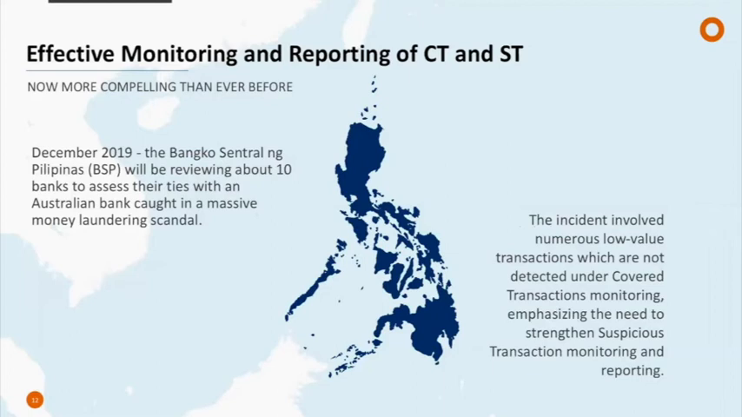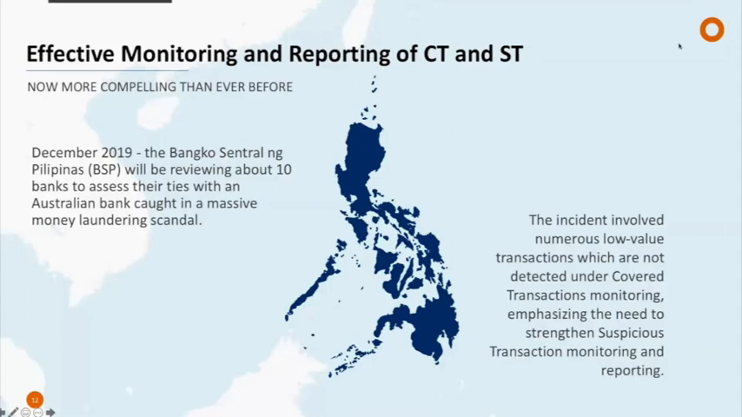Another event, which was just late last year, is when BSP announced that it will be reviewing about 10 banks to assess their ties with an Australian bank caught in a massive money laundering scandal after its remittance partner failed to report about 20 million fund transfer transactions in and out of Australia to the Philippines and other parts of Southeast Asia. The transactions in question supposedly involve money for child exploitation.